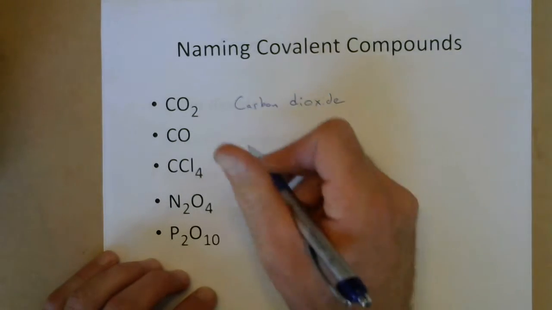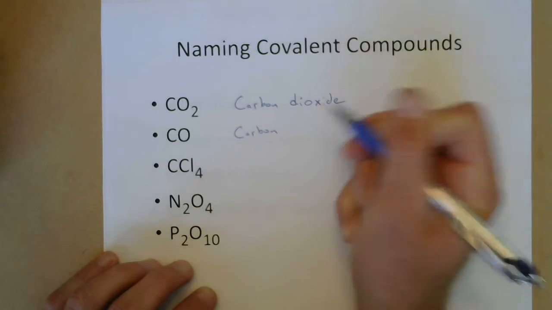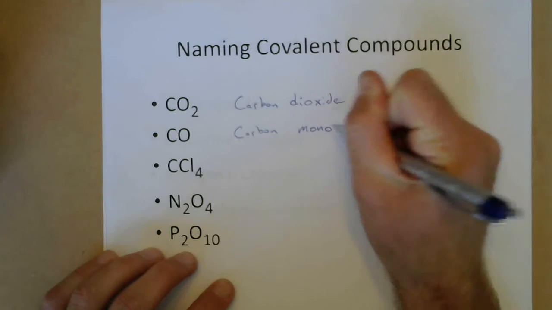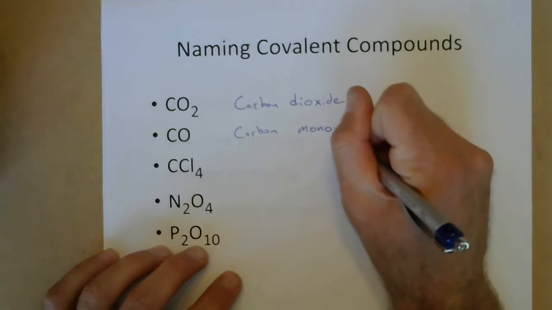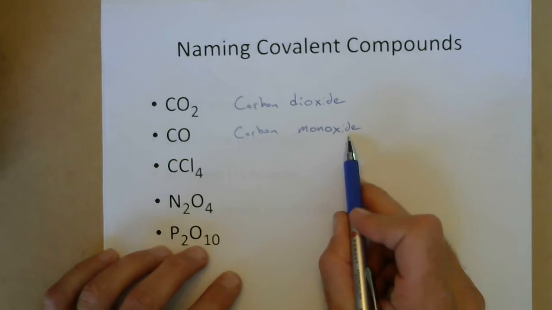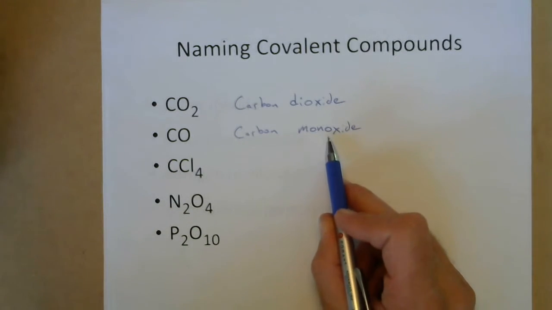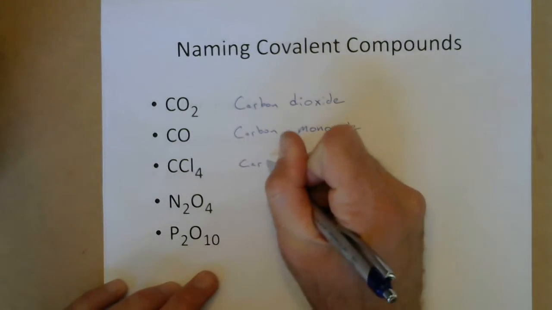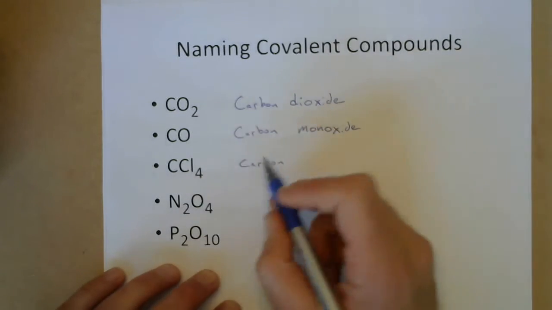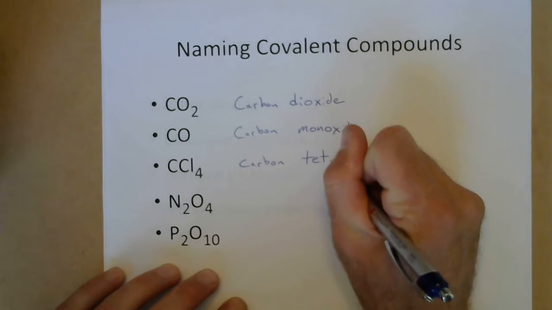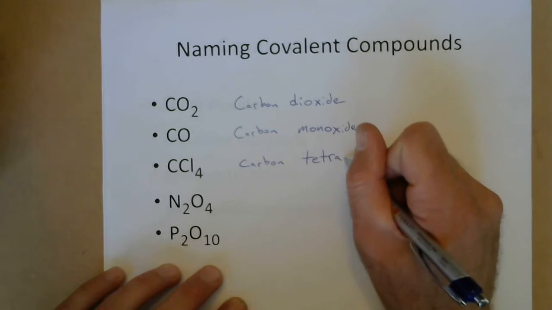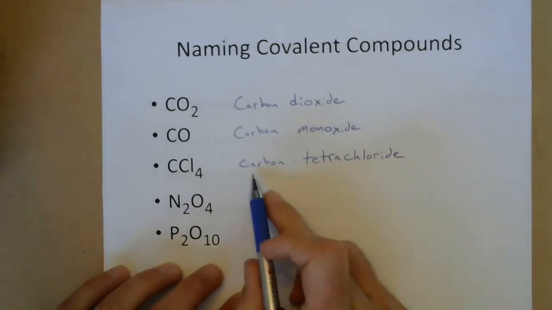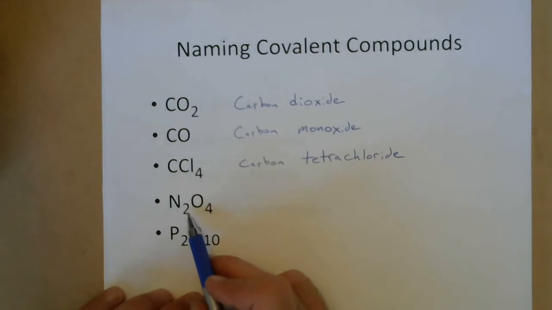Slightly different, CO. So again, starting with carbon. And this time we only have one oxygen, so we'll use the prefix mono for one, and then oxide. When you have mono and then oxide, you don't use two O's, you drop one of the O's, so it's just monoxide. This one, again, carbon. And then we have four chlorines, prefix for four is tetra. So tetra, and then chlorine is the second element. We change the ending to IDE. So carbon tetrachloride.